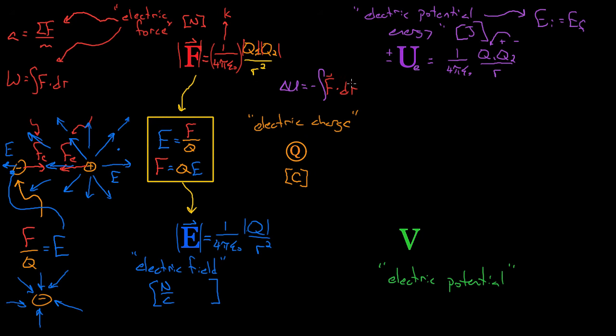You can integrate F dr, and the negative of that integral gives you the change in potential energy associated with this force. So if this was gravitational force, you'd be finding change in gravitational energy. But here it's electric force, so we're finding change in electrical potential energy. So what if we did this? What if we put this formula right here for force into this integral?